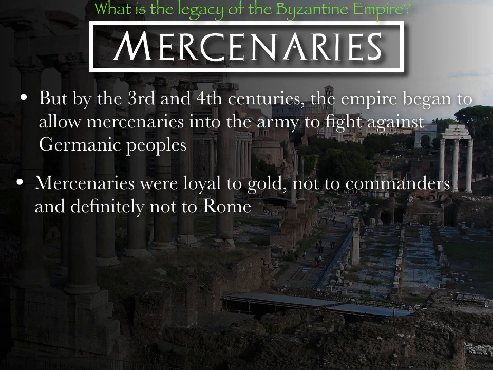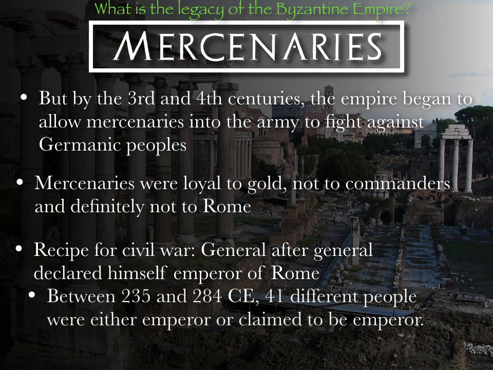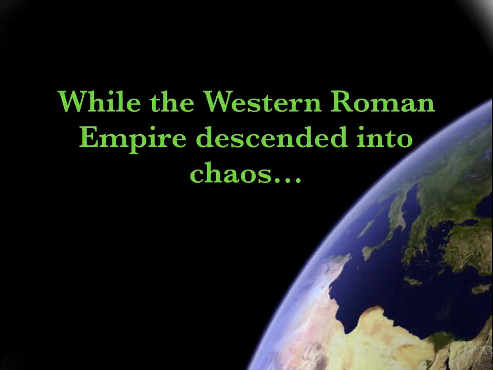And as you can imagine, what ends up happening, the mercenaries were not loyal to the Roman commanders. They were loyal to the gold. After all, they were mercenaries. This ends up being a recipe for civil war. General after general will declare himself Emperor of Rome. And to give you an idea of how hectic it was during this time, between 235 and 284 CE, 41 different people were either emperor or claimed to be emperor. This meant that the Western Roman Empire is descending into chaos.